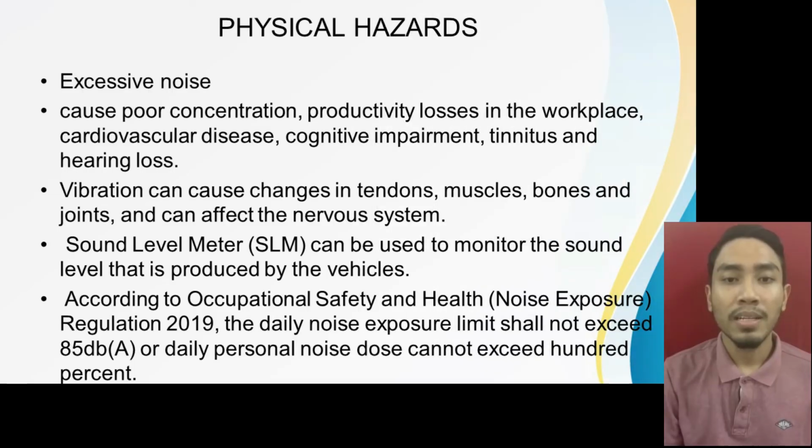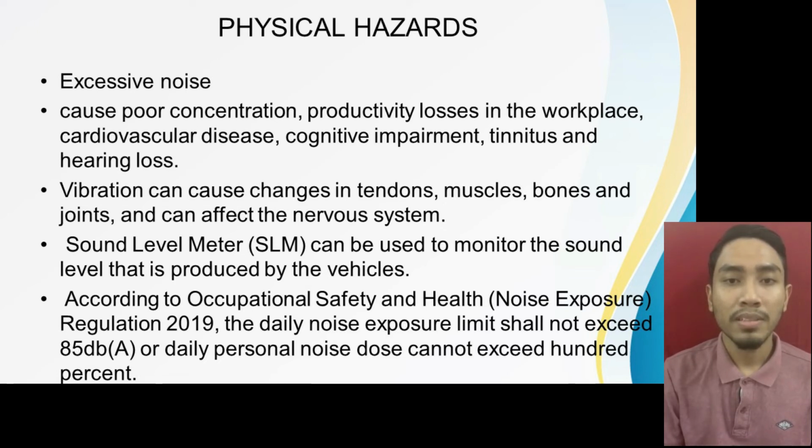Furthermore, during the collection process of the palm oil, the truck will be very noisy and vibrate. Exposure to excessive noise may cause poor concentration, productivity losses in the workplace, cardiovascular disease, cognitive impairment, tinnitus, and hearing loss. Vibration can cause changes in tendons, muscles, bones, and joints and can affect the nervous system. A sound level meter can be used to monitor the sound level that is produced by the vehicles.